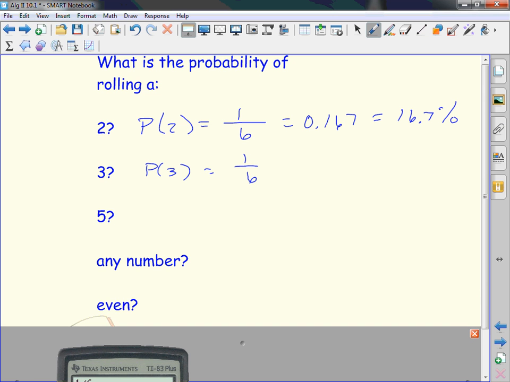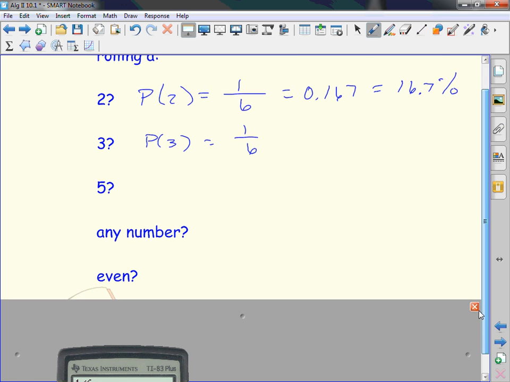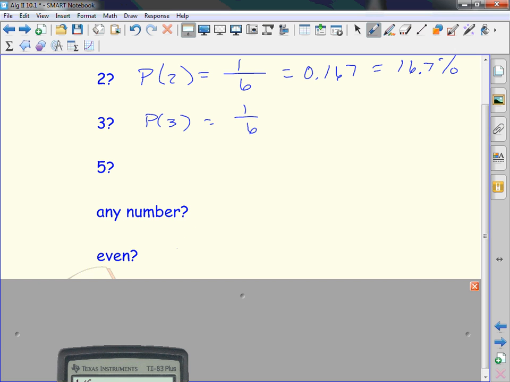But what about an even number? The probability of rolling an even. How many even numbers are on a die? 3. How many numbers are on a die? 3 out of 6 as a decimal, 0.5, which as a percent means there's a 50% chance you're going to roll an even number. You moved a decimal twice, you said? Yep.